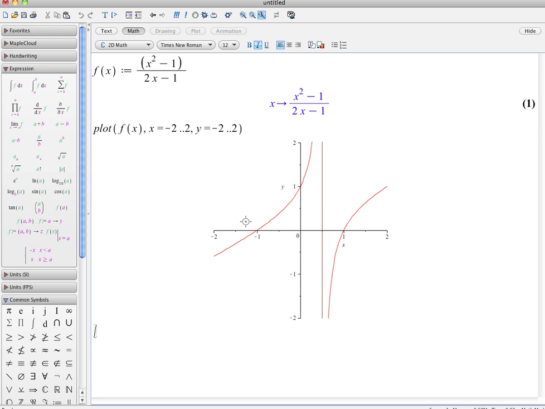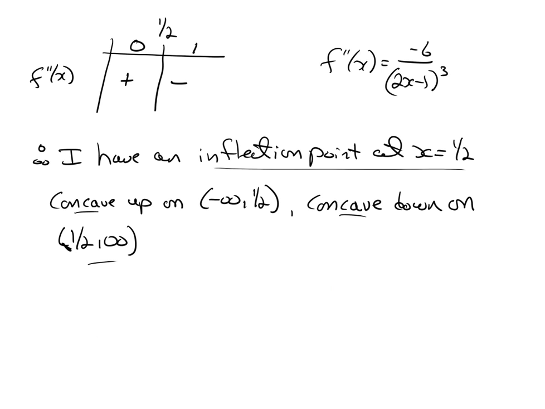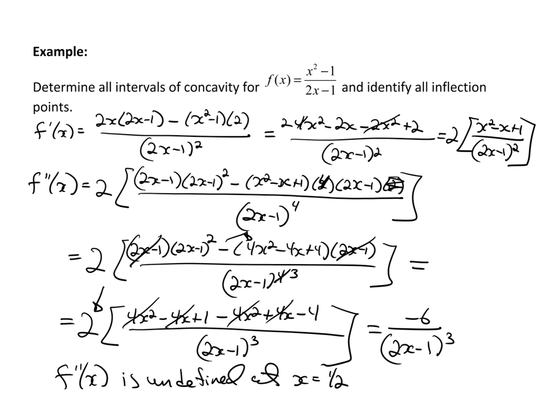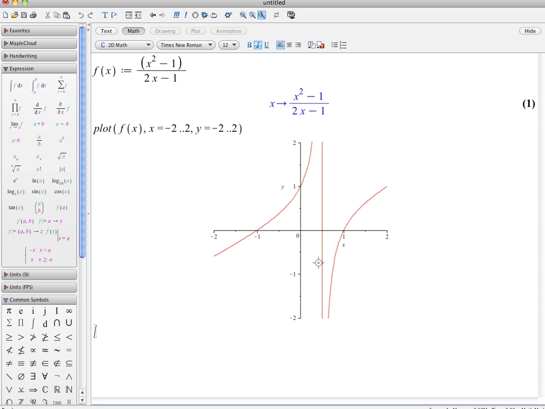And what did we see? It was concave up, and that's what we're seeing. And it's concave down. And at x equals 1/2, there's an inflection point. Now, if you also notice, if you look back at the original function, at x equals 1/2 it is undefined. Actually, there's a vertical asymptote at x equals 1/2, which is exactly what we saw. So what we did analytically matches up perfectly with our graph. Concave up, concave down. At the point where the second derivative was undefined, I see a change in concavity.